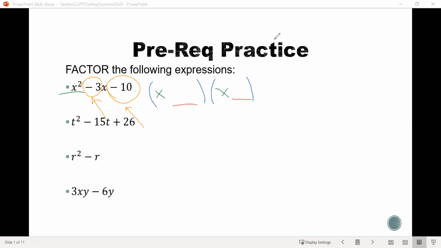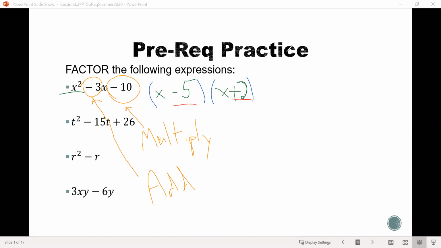And what we want are two numbers that will multiply to that last one, and then add to the middle one. So can we think of two numbers that will multiply to give us negative 10 and add to give us negative 3? Oh, right. So we do minus 5 here and a plus 2 here.